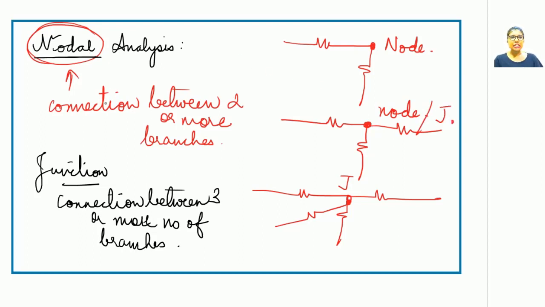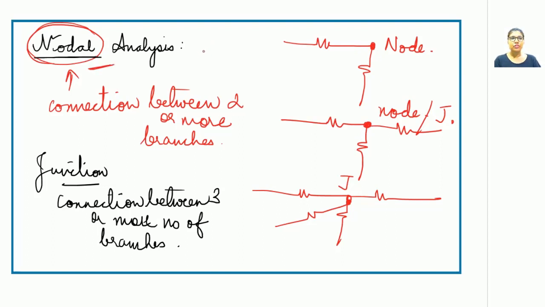A node means it is a connection between two or more branches. A junction means it is a connection between three or more branches. So anything that is called a junction is also called a node. So henceforward, whenever you come across the term junction, please be sure that the junction is also a node, because a node is a connection between two or more branches. So this is a basic discussion about what is a node.